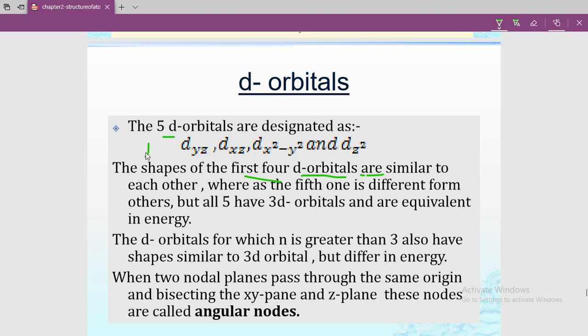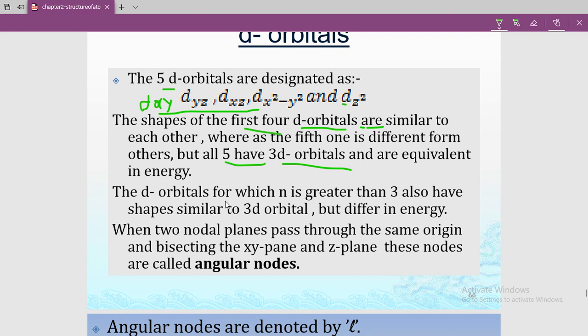See here, dxy. Then the first 4, 1, 2, 3 and 4, have a similar structure, the same shape as each other, whereas the fifth one has a different shape from the others. All 5 of the 3d orbitals are equivalent in energy.